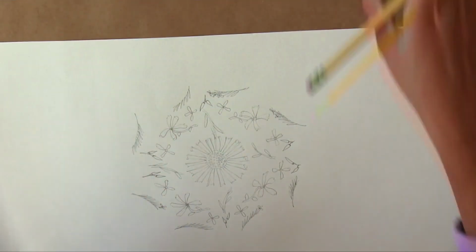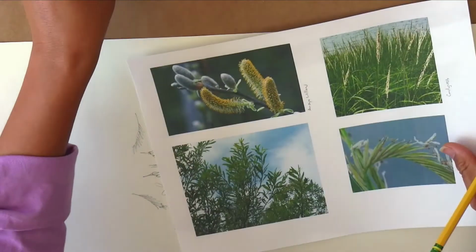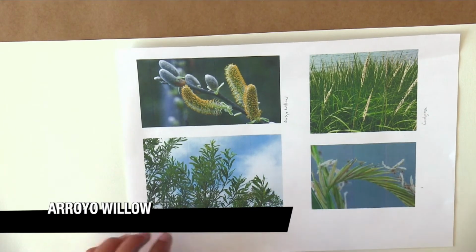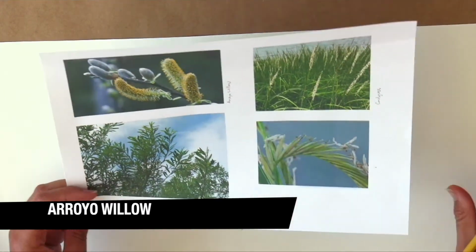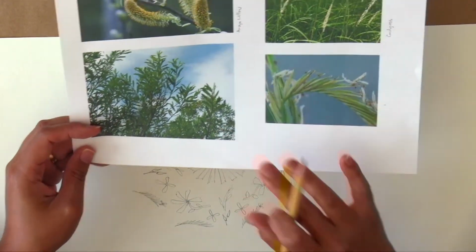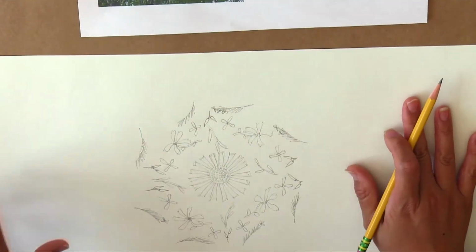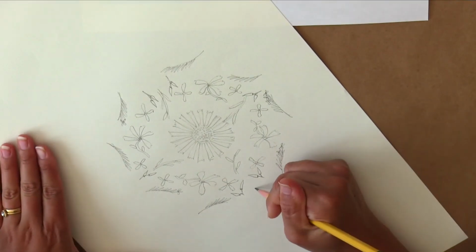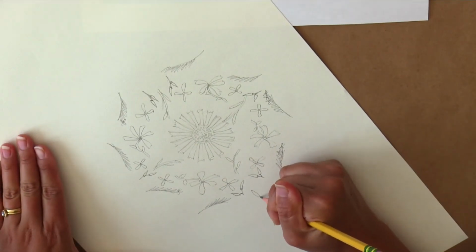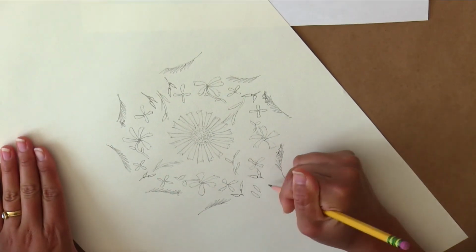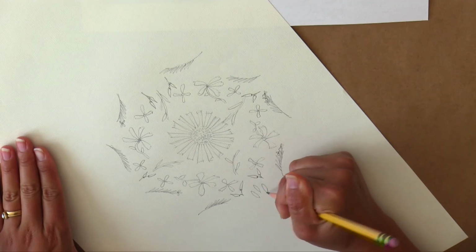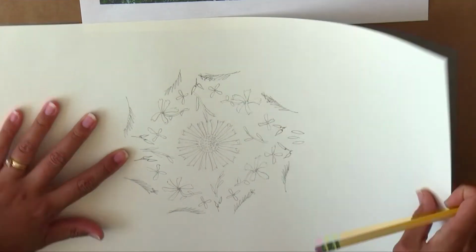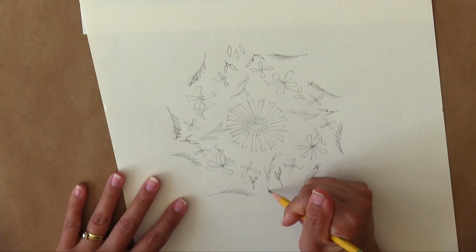Right. And then I think for this next one, we're going to look at the Arroyo willow. So this actually happens further up, a little further away from the salt. It actually needs fresh water. And so for this one, I'm just going to do the leaves. They have these long leaves. I'm just going to do a group of 3. And then sort of find where I did that and mirror it on the other side.